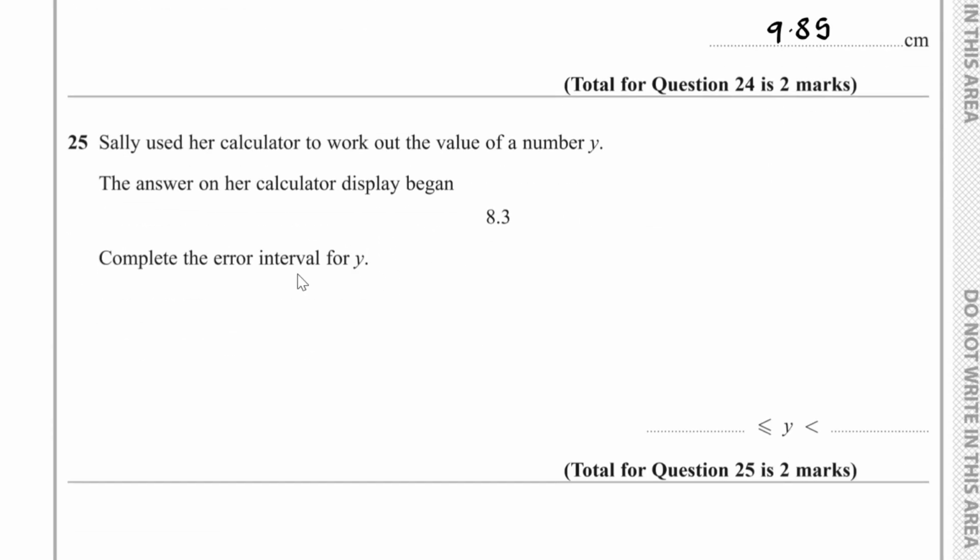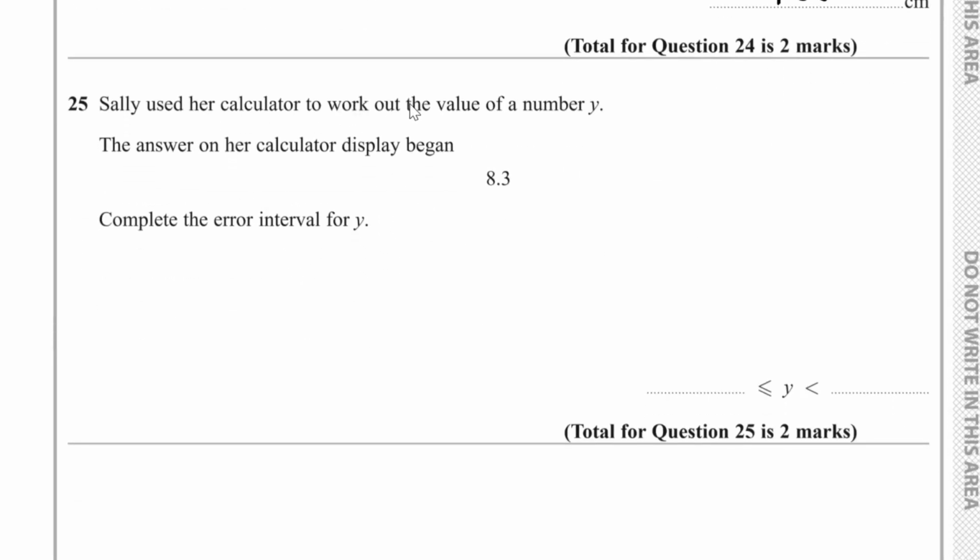Question 25. Sally used her calculator to work out the value of a number y. Her answer on her calculator began as 8.3. We have to complete the error interval for y. Well, if the calculator starts off with an 8.3, we can't have an 8.4. So y must be less than 8.4. But it can equal 8.3 to begin with. So we have y which is greater than or equal to 8.3 but less than 8.4.